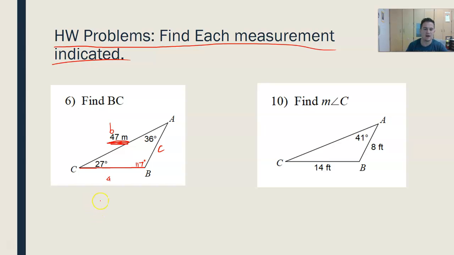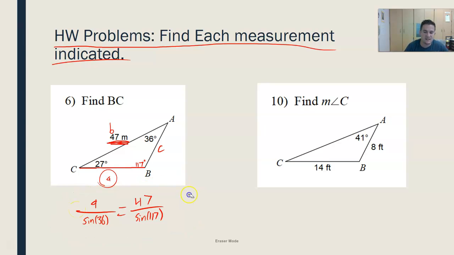Now, let's set up my law of sines relationship. So A over the sine of 36 is equal to B, or 47 over the sine of 117, which is equal to c over the sine of 27. Well, I'm not looking for c. I don't really care right now about this side. What I'm worried about is finding this side BC, or side A. So this is the part of the equation that I'm concerned with.